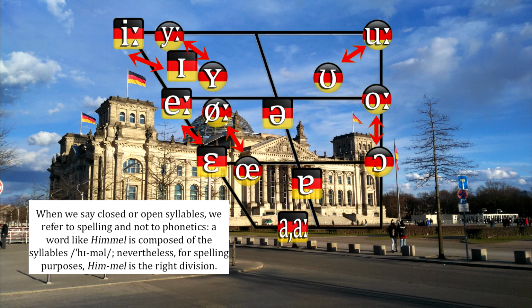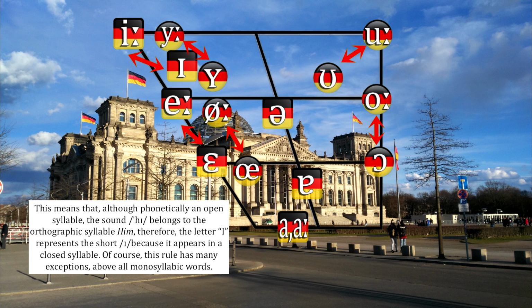When we say closed or open syllables, we refer to spelling and not to phonetics. A word like Himmel is phonetically composed of the syllables Hi-mmel. Nevertheless, for spelling purposes, Him-mel is the right division. This means that, although phonetically an open syllable, the sound H belongs to the orthographic syllable him. Therefore, the letter I represents the short vowel because it appears in a closed syllable. Of course, this rule has many exceptions, above all monosyllabic words.